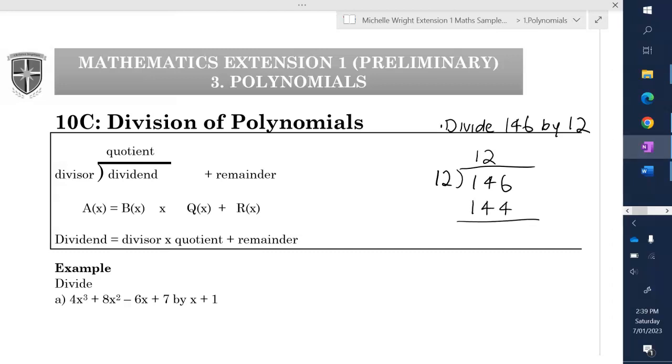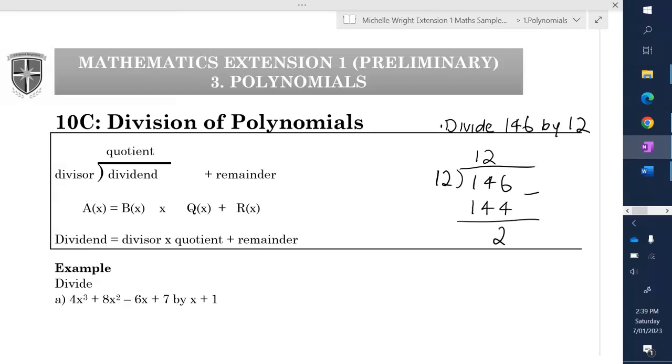Now, what you would have done if you did this in primary school is you would have come up with a factor at the top, multiplied it by the number that you're looking at dividing into your other number. So our 12 times our 12 gave us 144. You would have put a line underneath it, and then you would have subtracted. So 146, take away 144 is 2. And you would have continued doing it. But that's the gist of what you would have done. So that's what we're going to have a look at today.